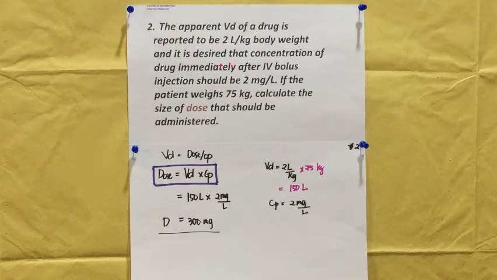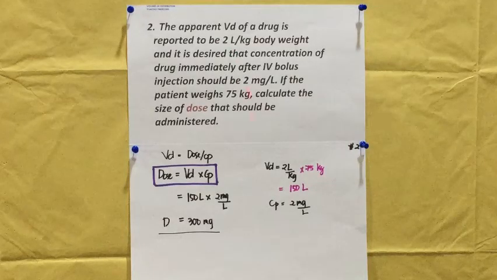From the problem, we have 2 liters per kilogram body weight. That is the volume of distribution. So, since per kilogram, we have to know how much the patient weighs. So, the patient weighs 75 kilogram. So, to get the total volume of distribution of the drug, we have to multiply the 2 liters per kilogram with the weight of the patient. So, 2 liters per kilogram times 75 kilogram is equivalent to 150 liters. So, this is now the volume of distribution of the drug.